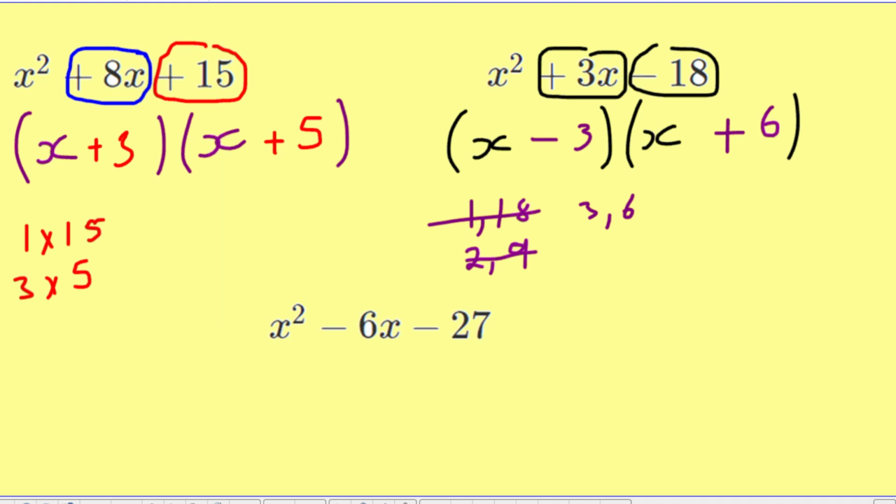Okay, on to the last one. Again, we're going to put our brackets. We're going to put x at the beginning. These brackets aren't very good, are they?